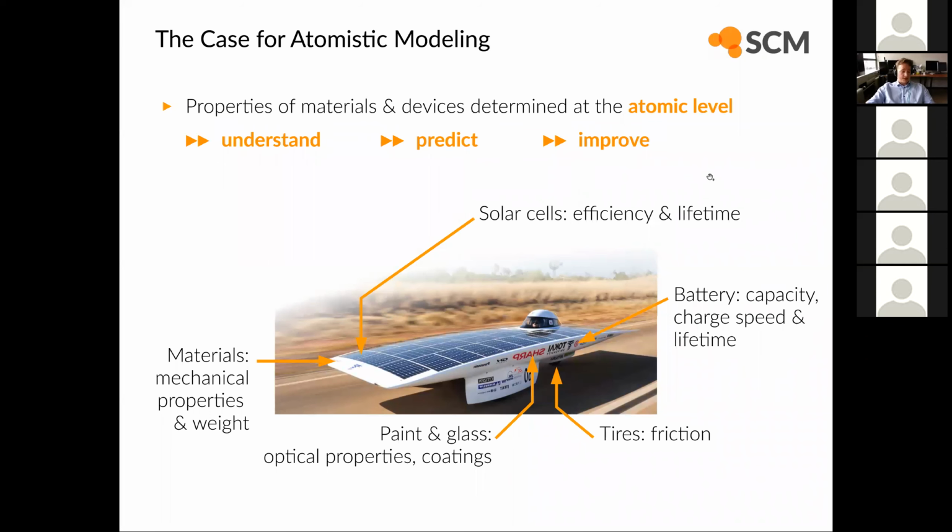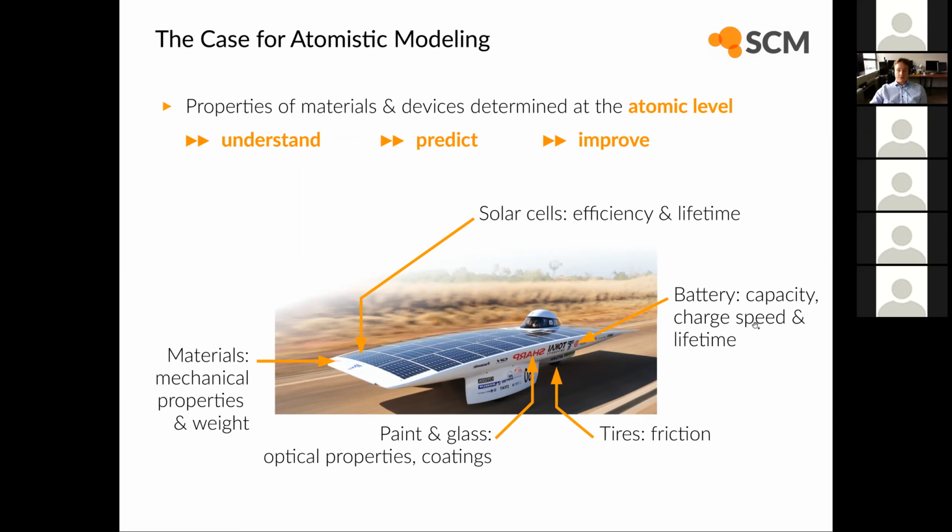Ultimately, the properties of all materials and thus all devices and all systems are determined at an atomistic level. So it is important to understand such systems, to predict their behavior, and then to use that knowledge in order to improve materials for a given purpose, optimize devices and systems. An example is the solar car here, where there are a lot of different components, say solar cells, whose efficiency and lifetime can be improved.